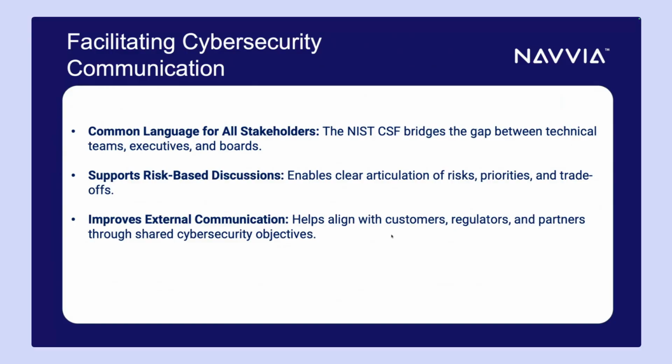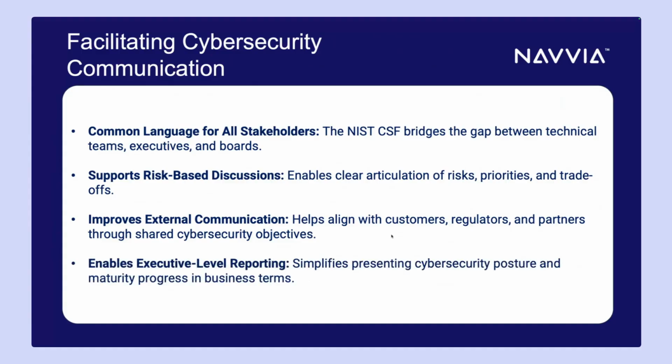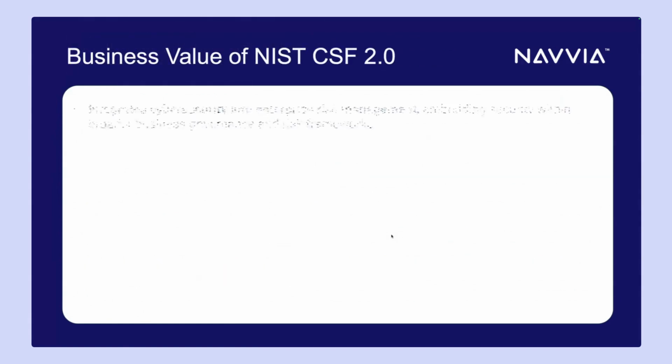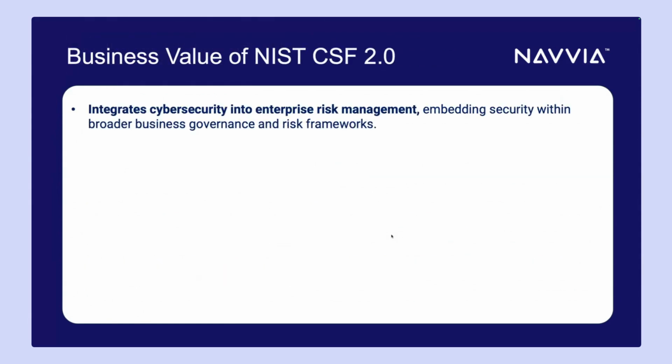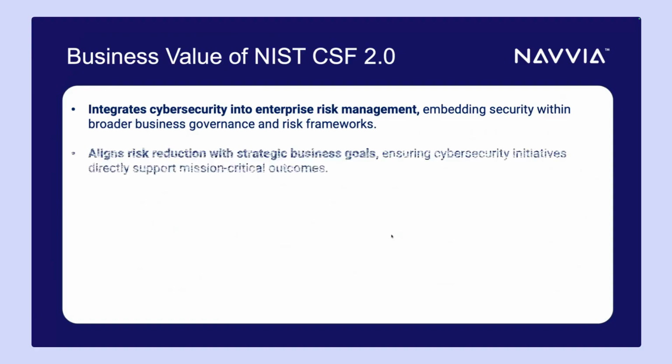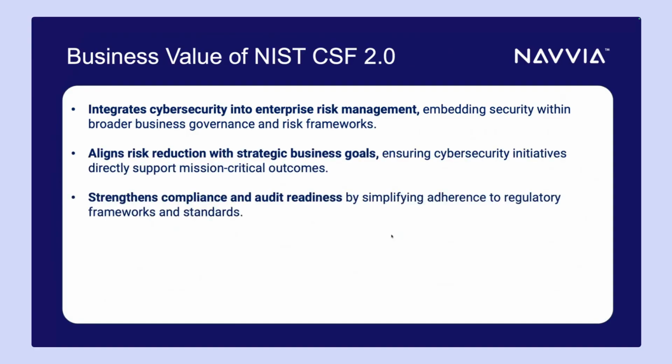It improves external communication because we have a common language. We can align better with our customers, the regulators, partners. And also it helps you with executive level reporting. Some of those heat maps I showed you earlier can really simplify presenting cybersecurity posture and maturity in business terms. The business value of the NIST: it integrates cybersecurity into enterprise risk management. It helps align risk reduction with strategic business goals. It strengthens compliance and audit readiness.